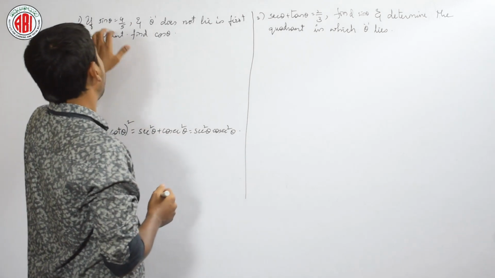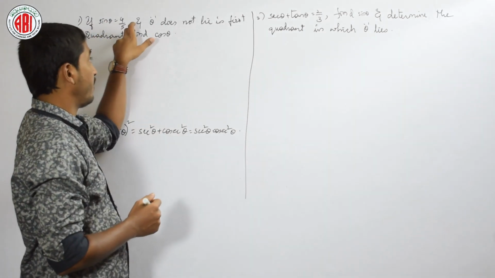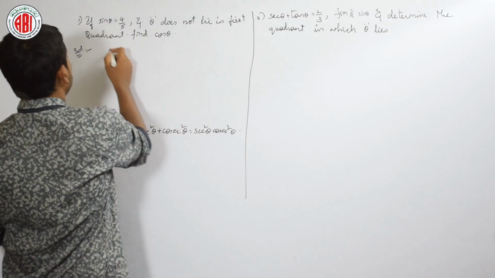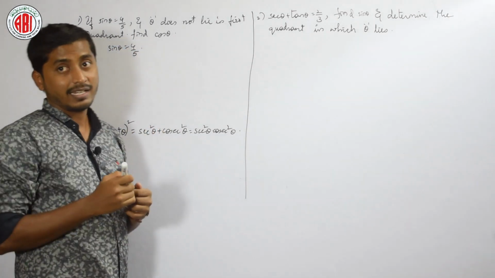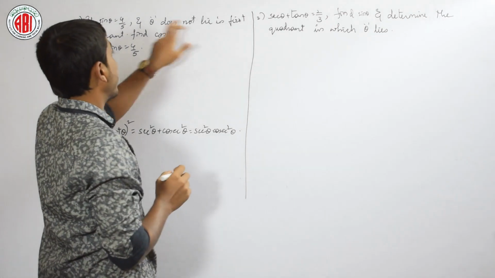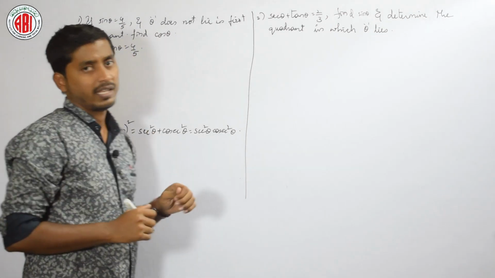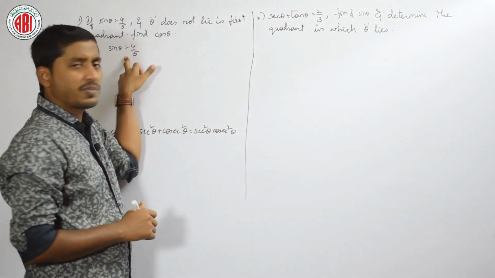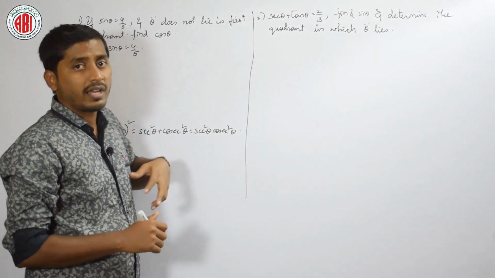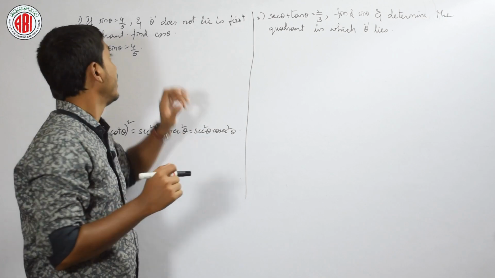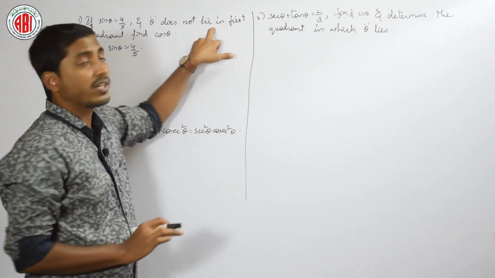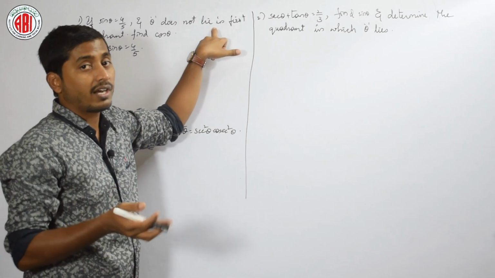The first question given is, if sin theta is equal to 4 by 5, right, he is clearly telling that theta does not lie in the first quadrant, right. See here, the sine value is positive here. We all know that sine is always positive in the first and the second quadrant, right. He is telling that theta does not lie in the first quadrant, then in which quadrant may it lie?